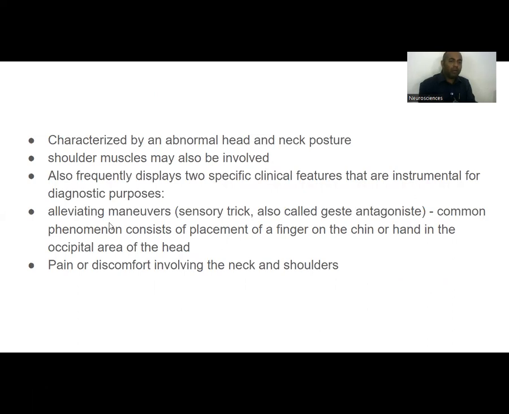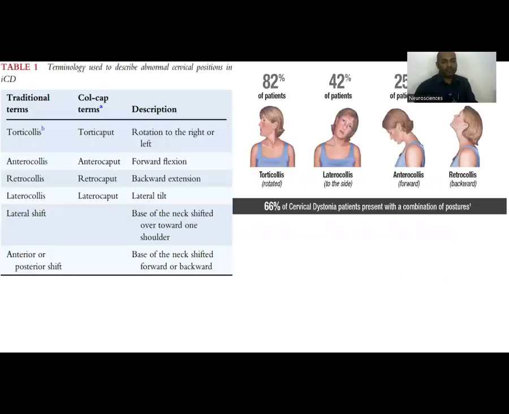So it's characterized by abnormal head and neck postures. Shoulder muscles can also be involved. As we saw in the phenomenology, there are alleviating maneuvers, sensory tricks, commonly, as we saw in the video, placing a finger on the chin or a hand in the occipital area of the head. Then there is pain or discomfort involved in the neck and shoulders. It can be classified into various types: torticollis, anterocollis, laterocollis, retrocollis.